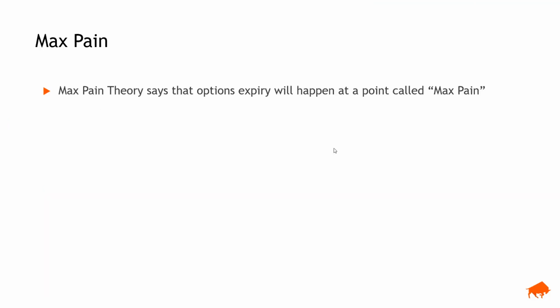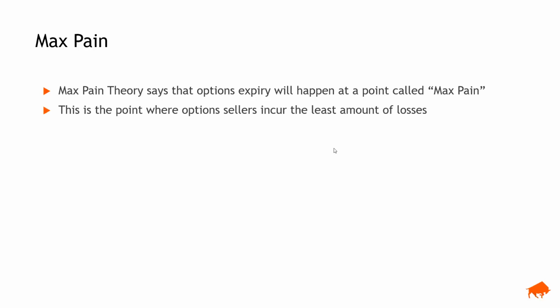Okay, so let's move on to the next thing, which is called Max Pain. So the Max Pain theory says that option expiry will happen at a point called Max Pain, which naturally begs the question, what is this Max Pain point? Max Pain point is a point where option sellers incur the least amount of losses. What do I mean by that?